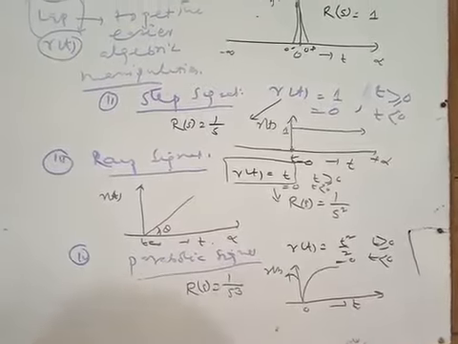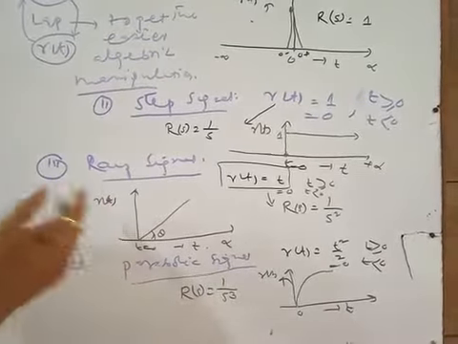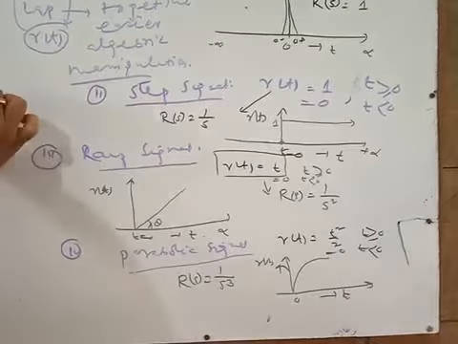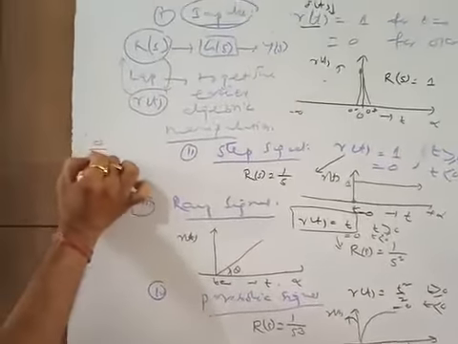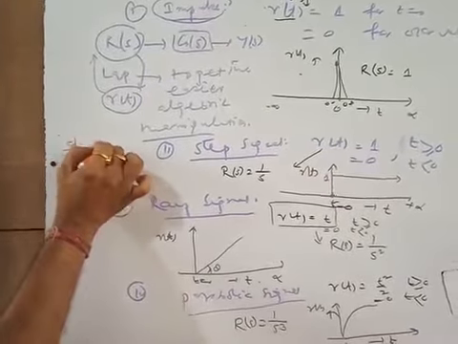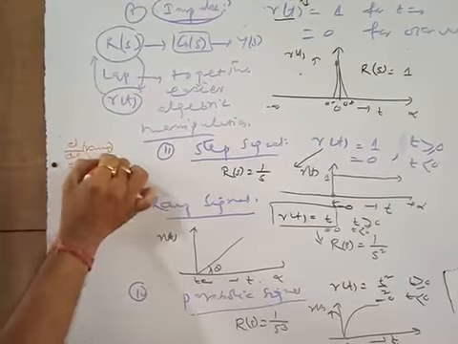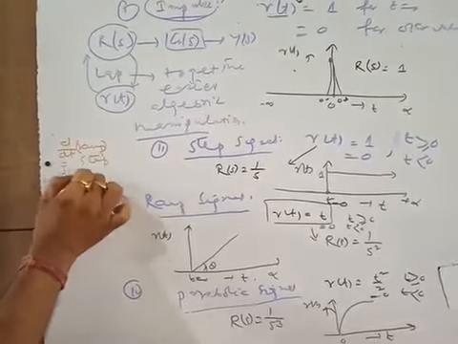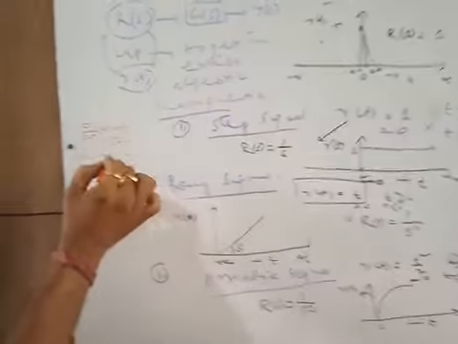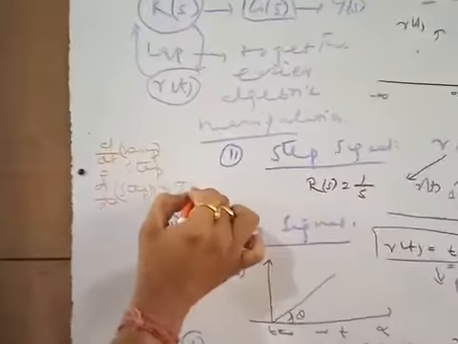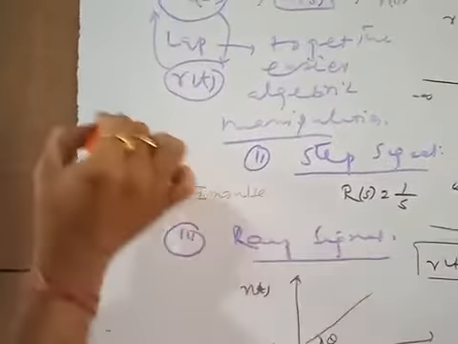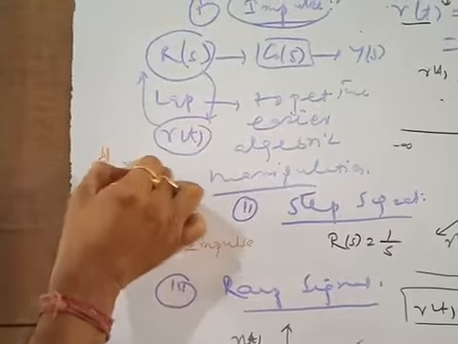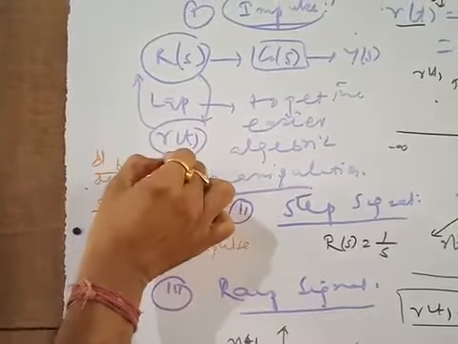So the derivative of the parabolic signal will give you the ramp signal. That means, in a simpler way, I can write: derivative of ramp equal to step, d/dt of step will give you impulse, and d/dt of ramp will give you step.